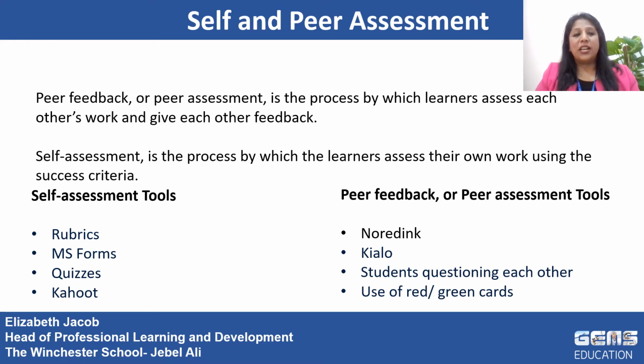So what you see here are self-assessment tools and peer assessment tools. Under self-assessment tools, you have rubrics, MS Forms, quizzes, and Kahoot. And for peer assessment of feedback tools, you could use tools such as No Reading, Kialo, students questioning each other, or the use of red and green cards.